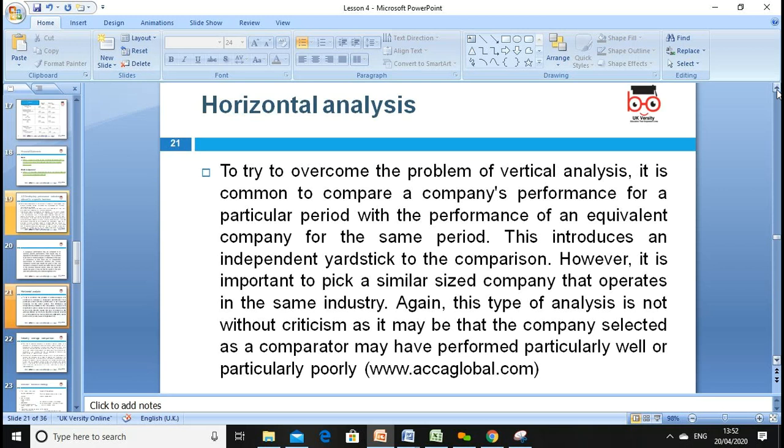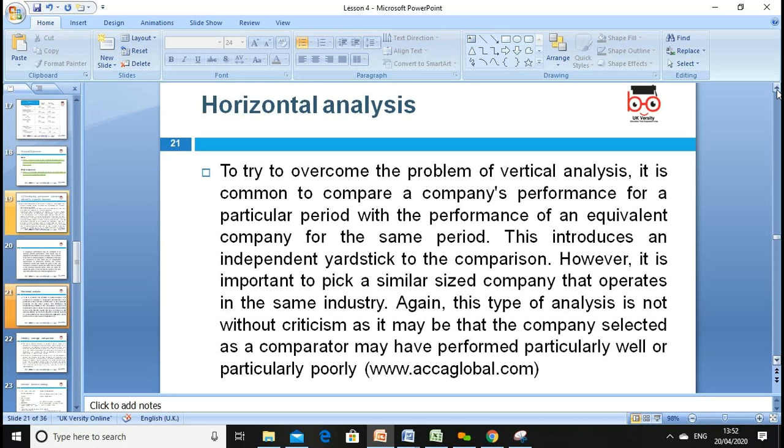Okay, so next we need to look at horizontal analysis. It tries to overcome the problem of vertical analysis. We compare the company's performance for a particular period with the performance of an equivalent company in the same period. So this is an independent yardstick for comparison. However, it is important to pick a similar size of company.